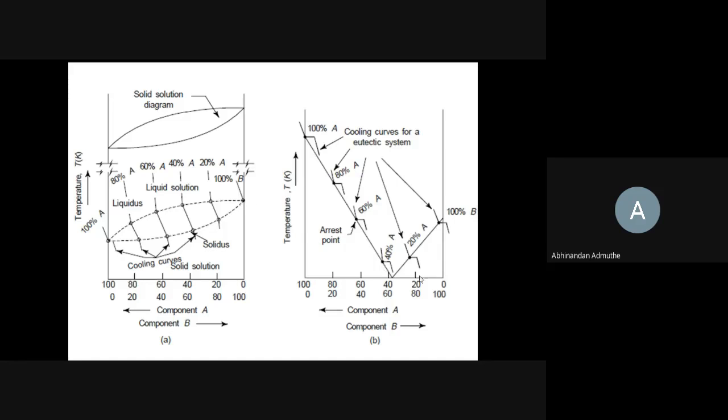Whereas in this particular scenario, you can see the lowest melting point is observed for this particular component A and B at around 40% B. So this diagram is a eutectic type diagram. This is a binary isomorphous system and this is a binary eutectic type system. So by using this thermal analysis experiment, phase diagrams can be plotted.